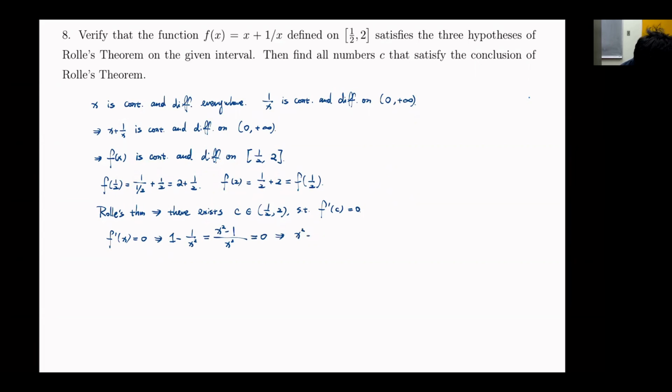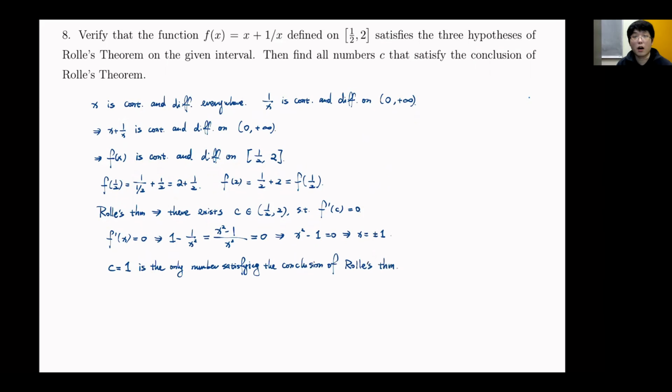This means x squared minus 1 equals 0. So x equals plus minus 1, but we do not really need the -1 because -1 is sitting outside. So the conclusion is c equals 1 is the only number satisfying the conclusion of Rolle's theorem. All right, so this concludes problem 8, and this also concludes this probably already very long supplementary video.